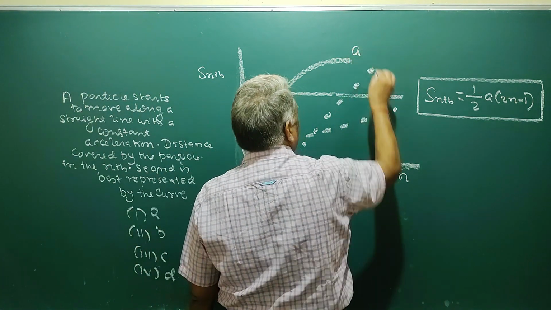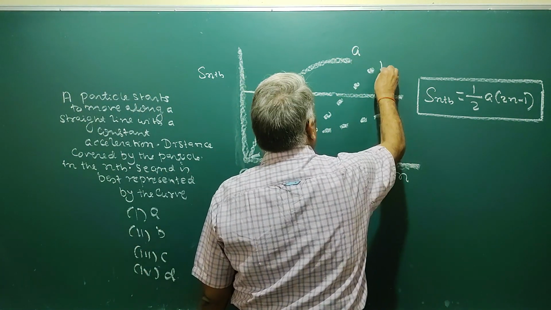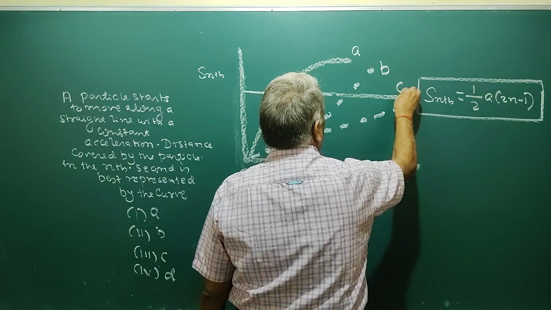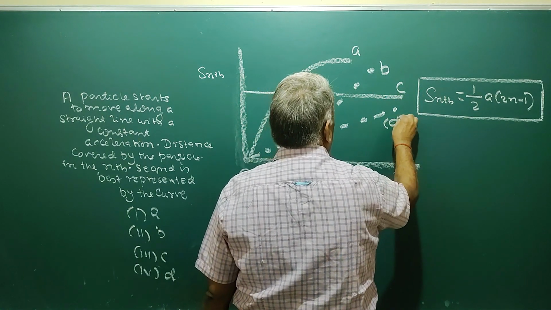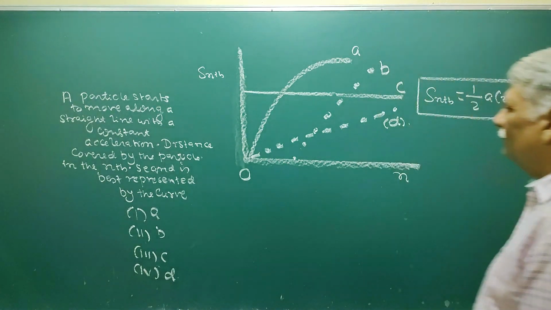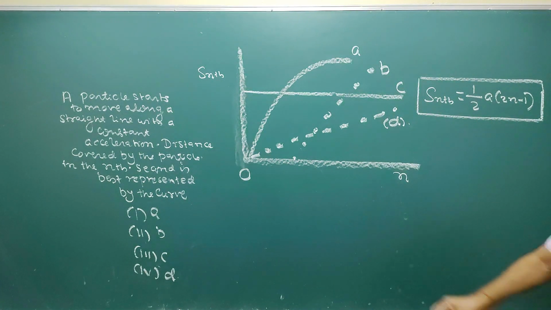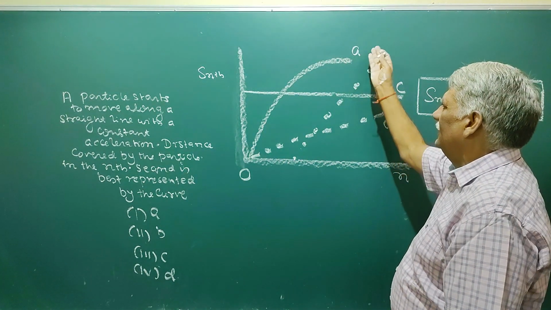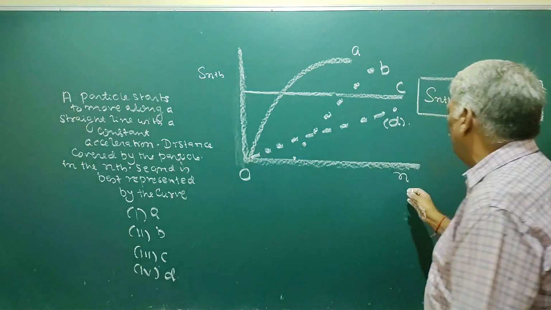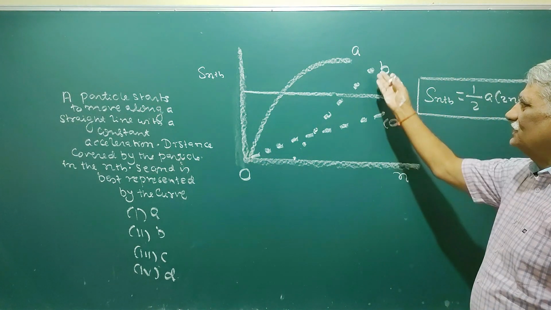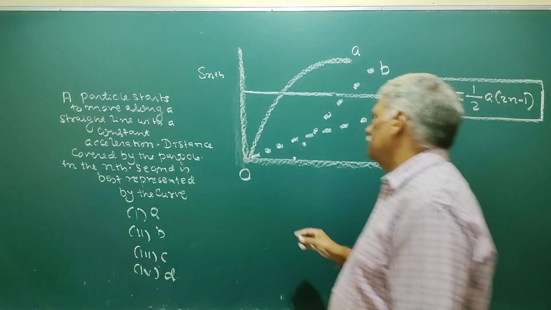This is A, this is B, and this is C, and this is D. देखो ये ऐसे दिया हुआ एक कर्व है A, a straight line parallel to n, and this is a straight line which starts from this point.